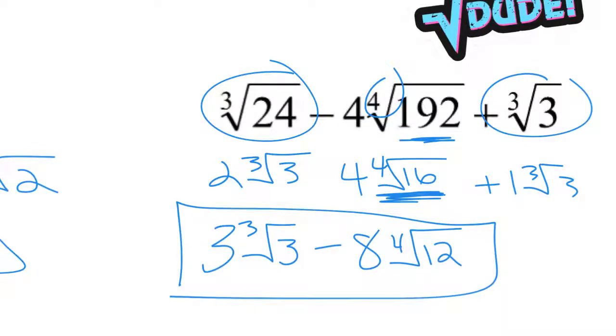You cannot combine a 3rd root and a 4th root unless you're going to decimal land and using a calculator. But if you want to write the exact answer, there it is.